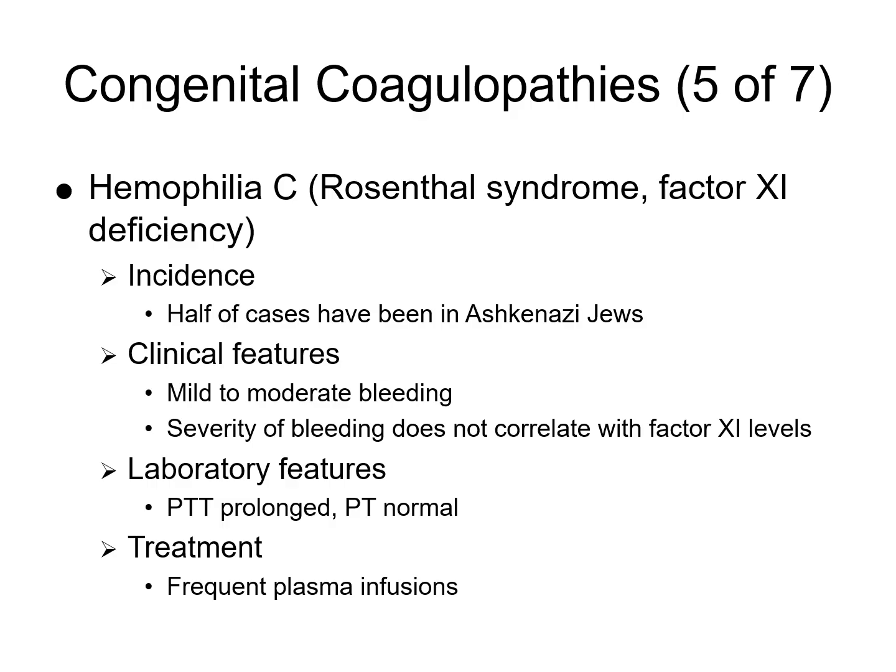So in summary, hemophilia C is a factor XI deficiency with mild to moderate bleeding. This shows a poor correlation between factor levels and clinical severity. It's diagnosed by a prolonged PTT with normal PT, and it's managed mainly by plasma infusions before any invasive procedures.